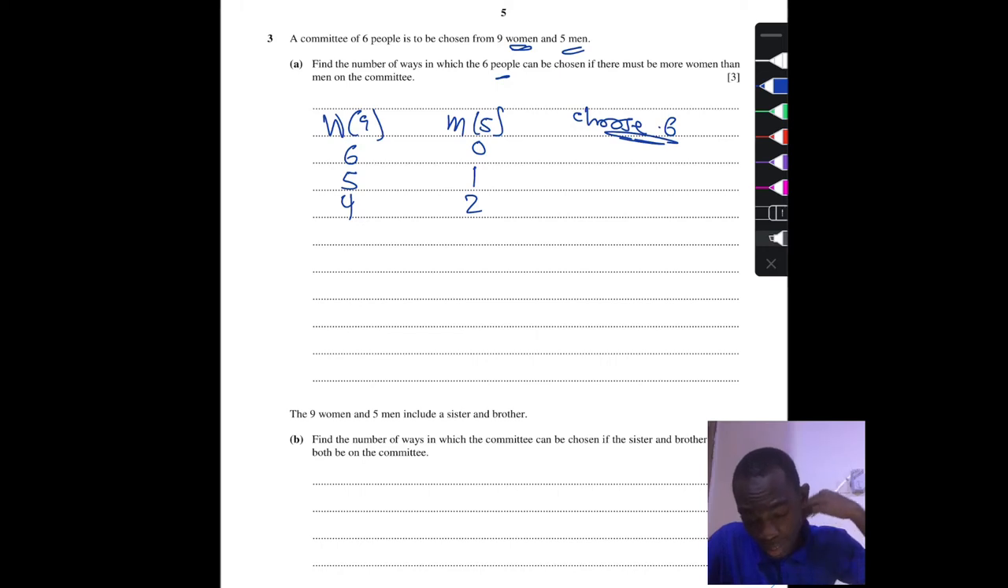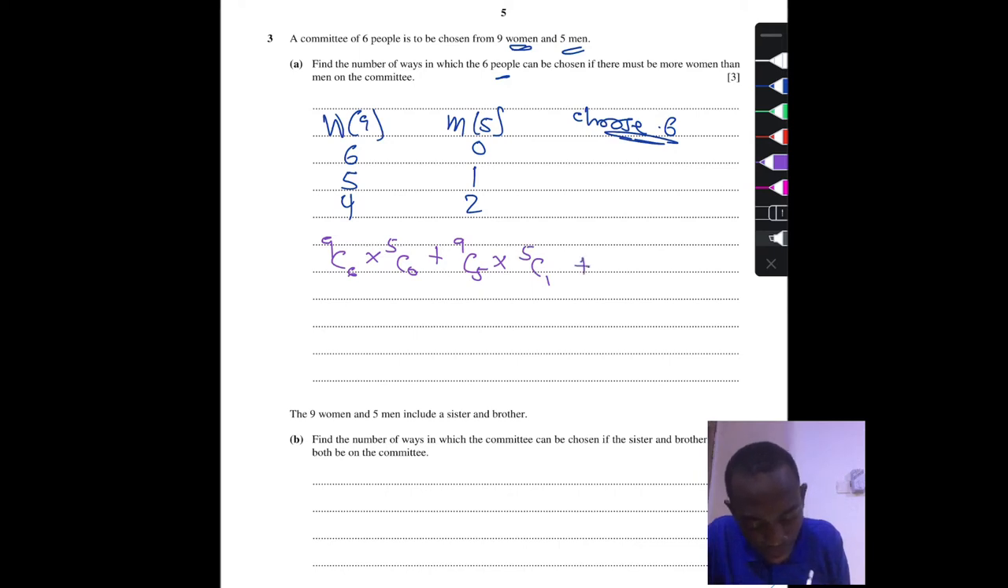Okay, so now let's start to really answer this question. So the first will be 9 combination 6 times 5 combination 0, plus the second route would be 9 combination 5 times 5 combination 1, plus then 9 combination 4 times 5 combination 2. All right, now you'll be tempted to put everything in the calculator and write your answer. That is where Cambridge will say that, well, you missed 1 mark. So at this stage, I want you to do it in bits, okay?